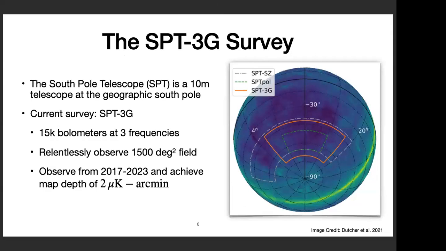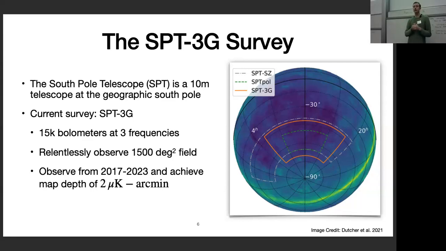And this is where the South Pole Telescope comes in, which observes the polarized CMB. It's a 10-meter telescope, and as the name suggests, it is at the geographic South Pole. It's hosted 2 surveys in the past, but the current one is called SPT-3G. It features 15,000 polarization-sensitive bolometers, which observe the CMB at 3 frequencies. It's essentially relentlessly scanning a 1,500 square degree field, the footprint of which is in the picture here. The goal is achieving a map depth of 2 microkelvin arcminutes, and we started observing in 2017 and hope to continue through 2023 to achieve this goal.